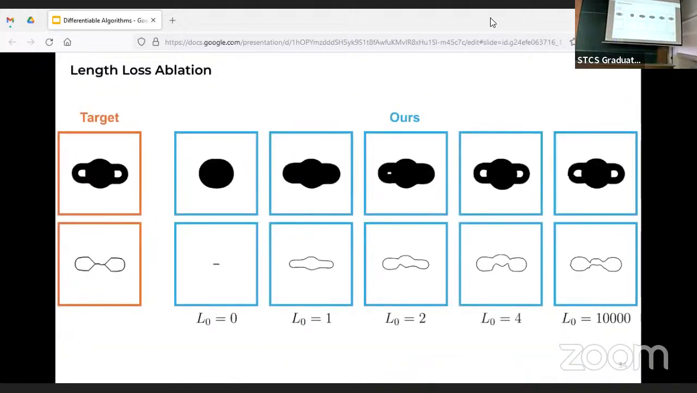And this is the result with applying length loss. If we have a high penalty for length, so if we do not allow length to increase, it finally learns a very small, tiny line segment. But if we give it freedom to change in length, it learns to approximate the target shape.